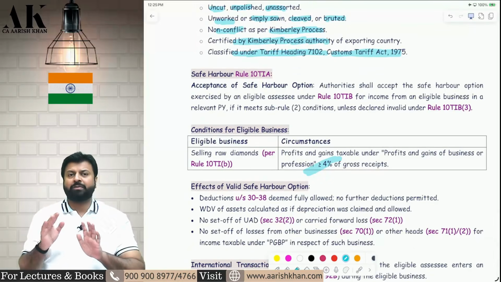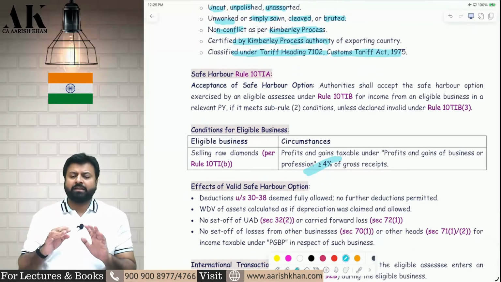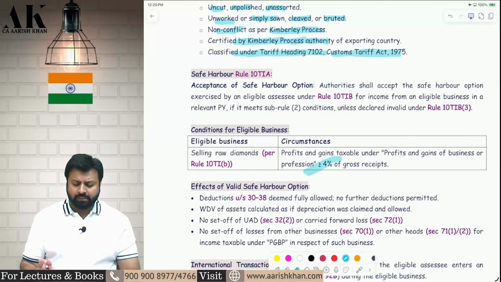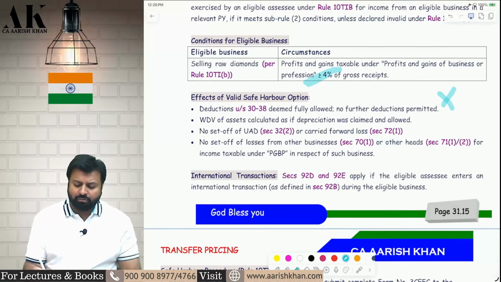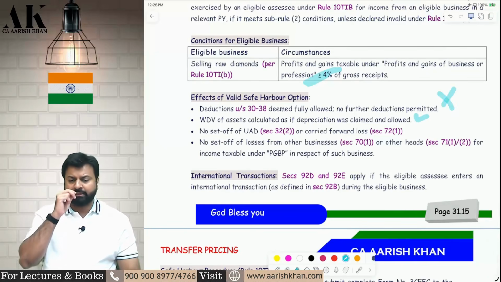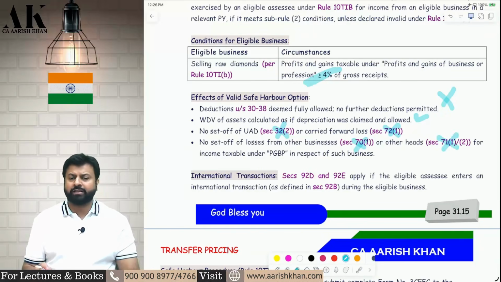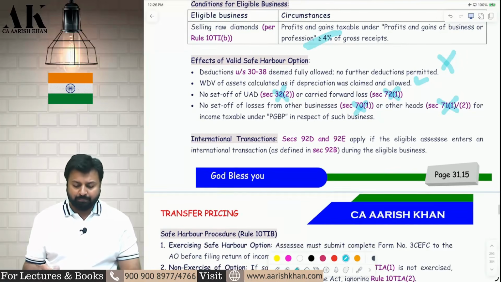If they show more than 4%, we will accept. If they show less than 4%, we will not accept. At least 4% you have to show of your gross receipt as your profit. No PGBP deductions will be allowed. WDV of the asset will be computed in the same manner. No UAD will be allowed. No carry forward and set off of losses will be allowed. Nothing will be allowed. No business loss, no capital gains loss, nothing will be allowed to set off against your income. Nothing. But documents and Form 3CB you have to fulfill.